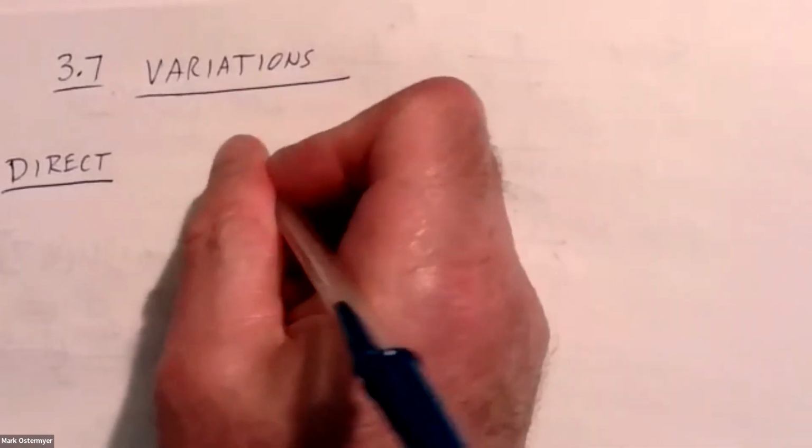Variations in 3.7. There's 3 types. You have what's called a direct variation. And a direct variation equation in general looks like this.